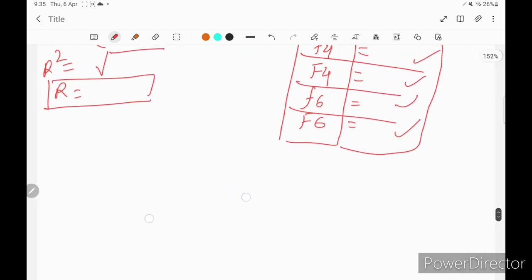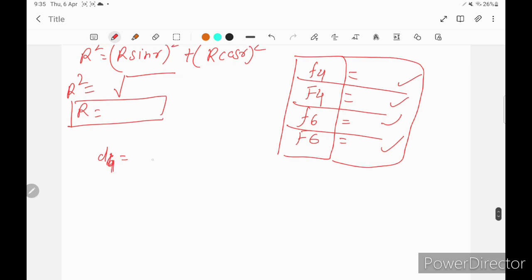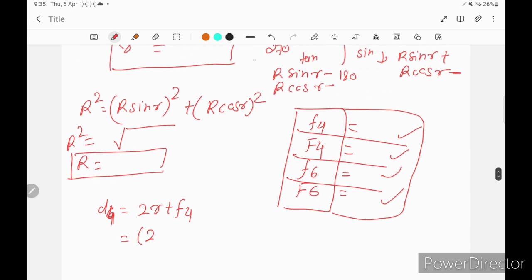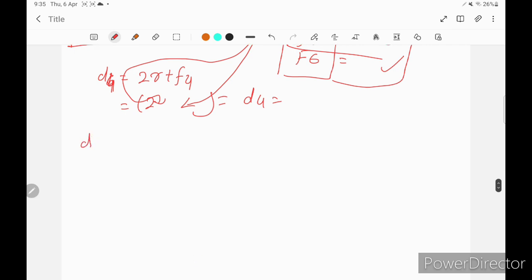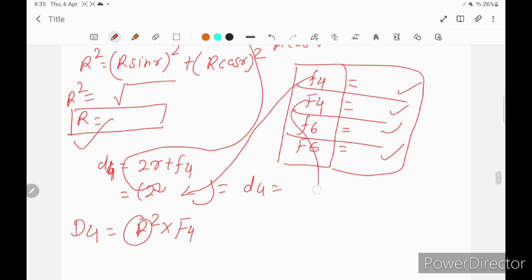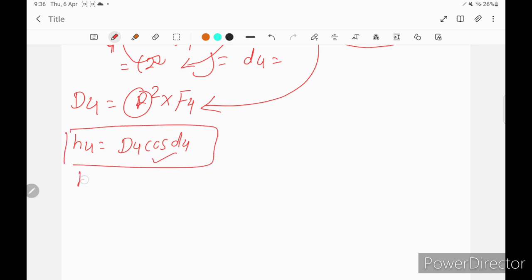Now we have to calculate D4. First we calculate small d4: 2r plus small f4. So whatever value you have for r, plus the f4 value, you will get the d4 value. Now we calculate capital D4, which is R square into capital F4. R square you will get from here, F4 you get from here. Now H4 is given by the formula D4 cos d4. Apply the formula and you get the H4 value.